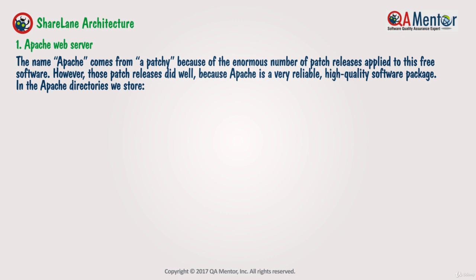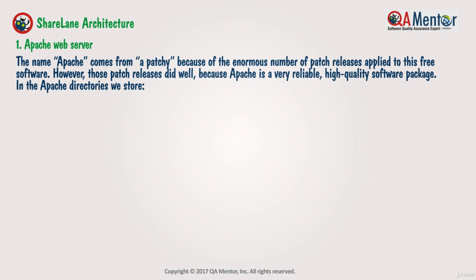ShareLane architecture. Now let's talk about ShareLane.com architecture in detail. 1. Apache Web Server. The name Apache comes from "a patchy" because of the enormous number of patch releases applied to this free software. However, those patch releases did well because Apache is a very reliable, high-quality software package.